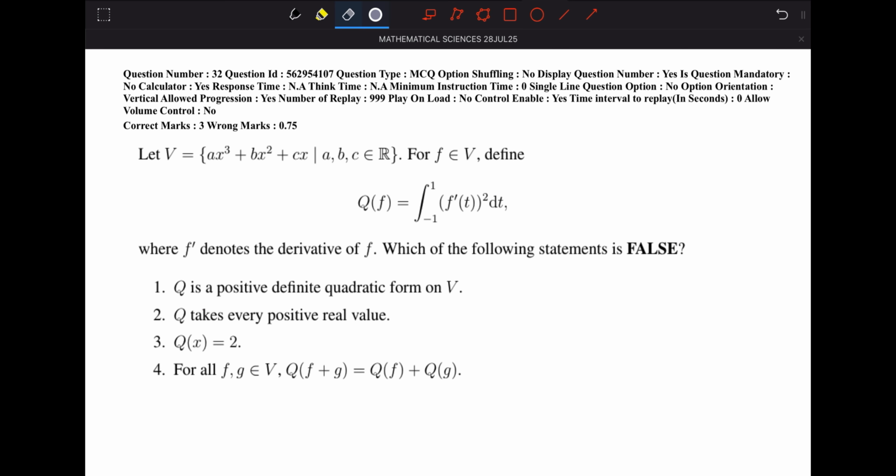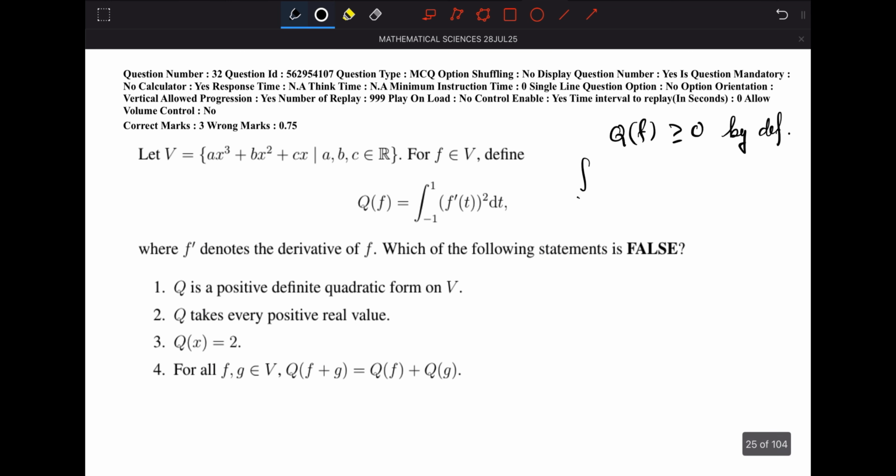Okay, so moving to the next problem, problem number 4107. So V is a vector space of all polynomials of the form ax cube plus bx square plus cx. Okay, so Q(f) is defined by this. So let us check whether it is positive definite or not. So clearly Q(f) is greater than or equal to 0 by definition.